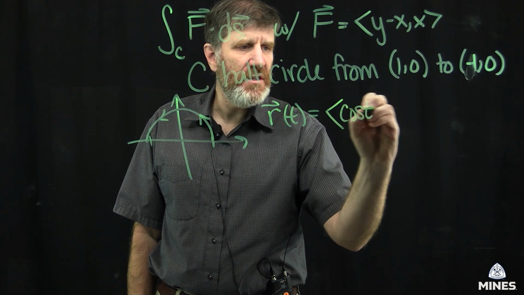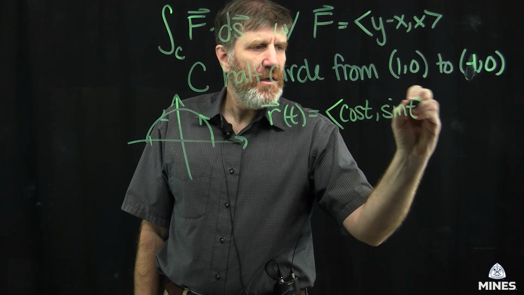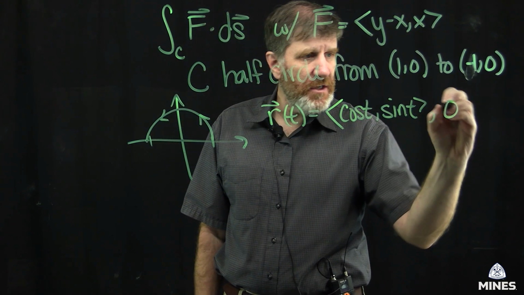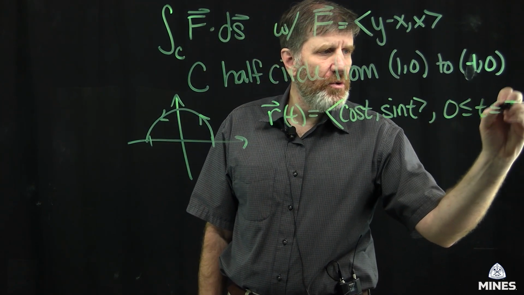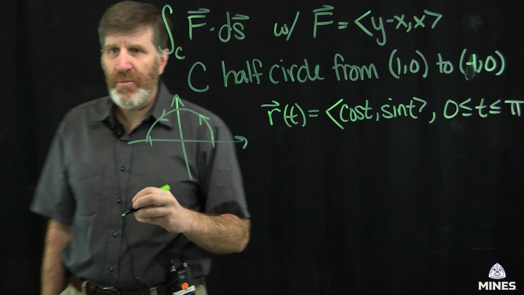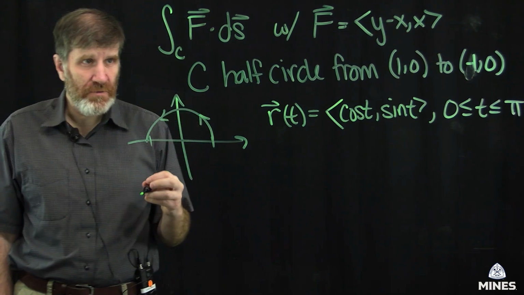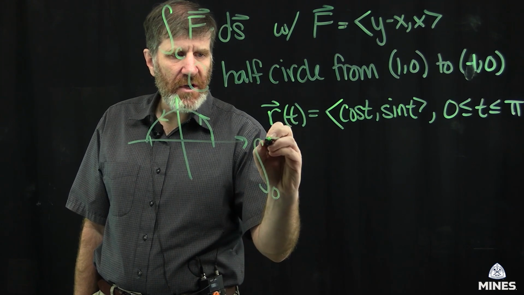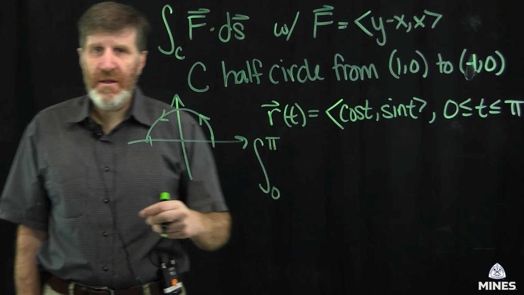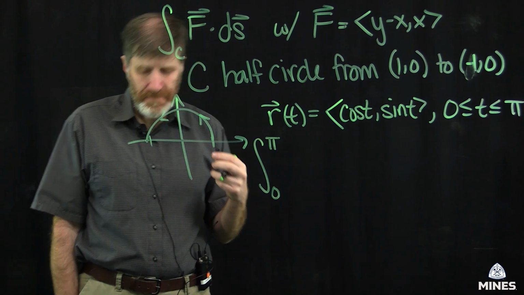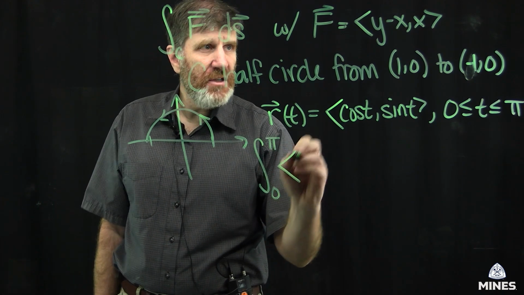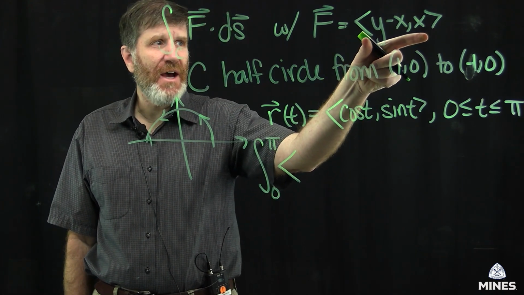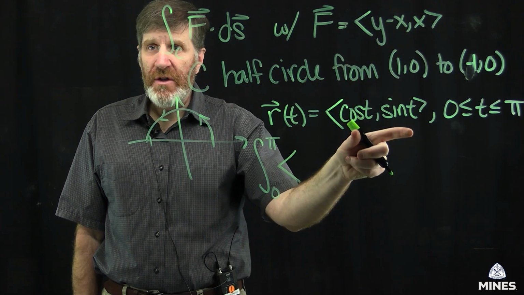We know how to parameterize a circle. That's going to be cosine t, comma sine t. And we're going to have t ranging from 0 to pi. So that is our parameterization. That's our curve. So the line integral becomes an integral from 0 to pi, the domain for the parameter t. And we just need to write our vector field f as it is along this curve.